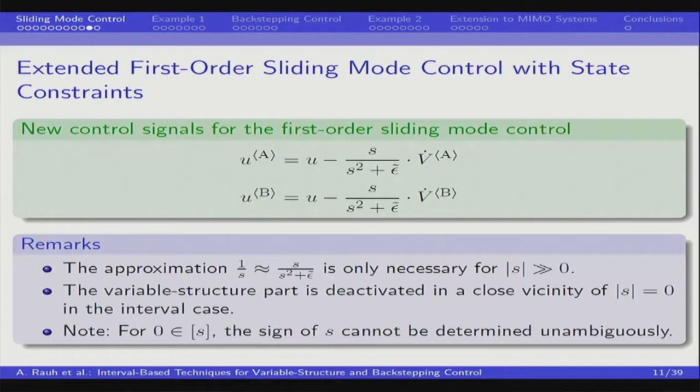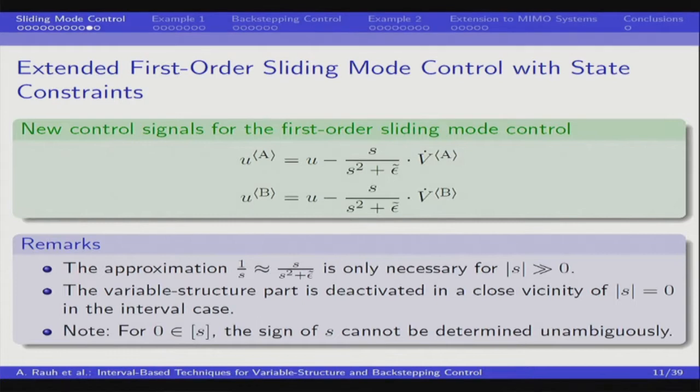Okay, and in other words, also the deactivation of the variable structure control part is happening for s close to 0 due to the fact that we cannot specify the sign of the tracking error there due to interval uncertainty. Okay, that means we don't have to care about approximation errors that appear in this case when 1 over s comes close to the point where this is not defined, and for s equal to 0, in any case, this variable structure part is just deactivated.